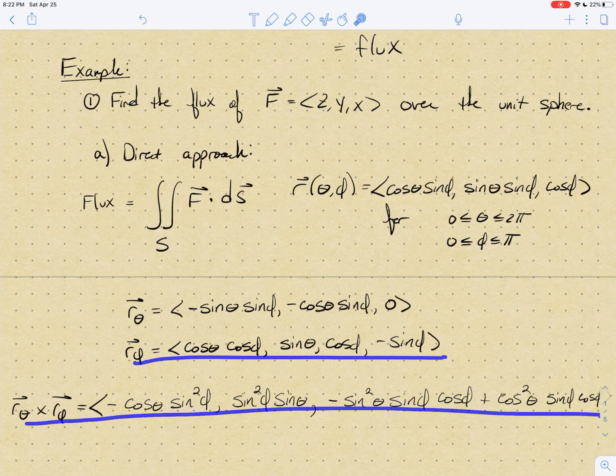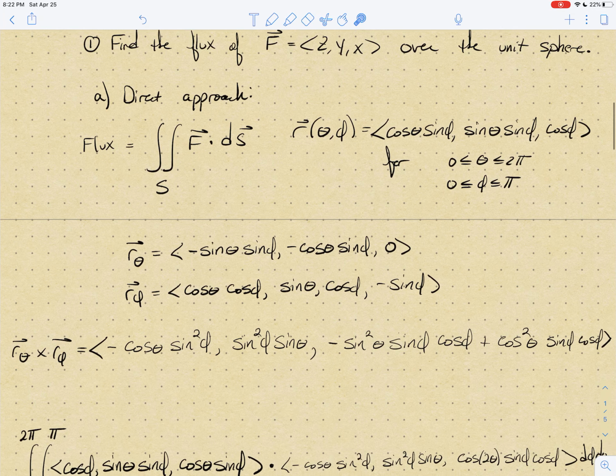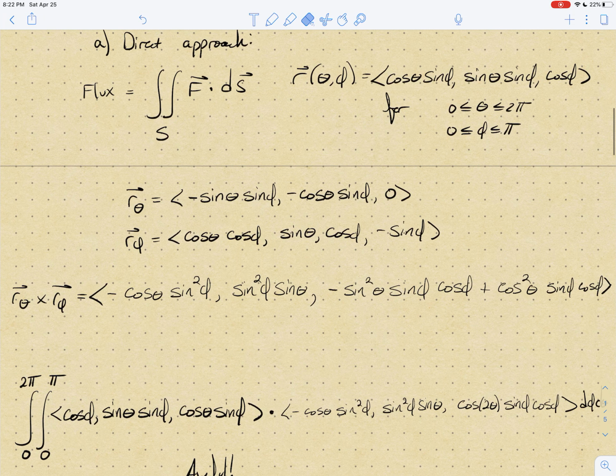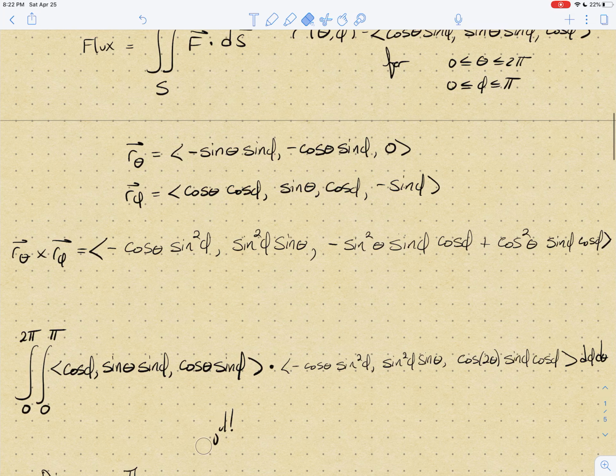There it is. R partial phi, there it is. I've got to take their cross product. Oh my goodness, there it is. I simplified some of it. There's probably more you could do. And now, I already wrote awful. I wanted to say that, not show that to you ahead of time. Let's erase that.